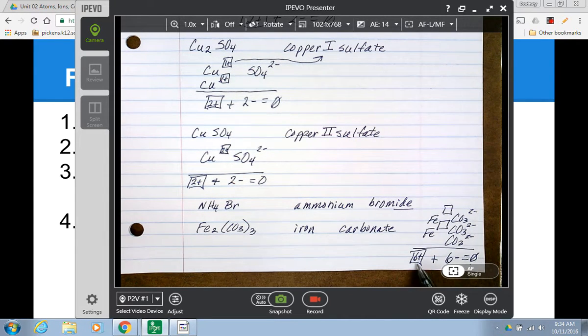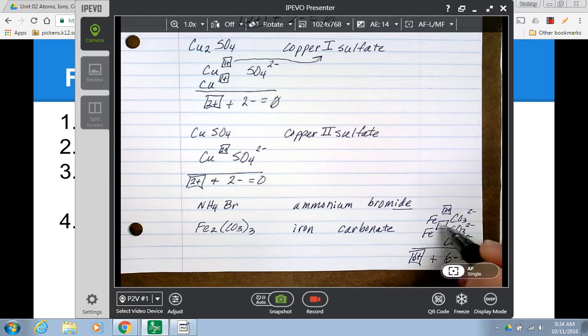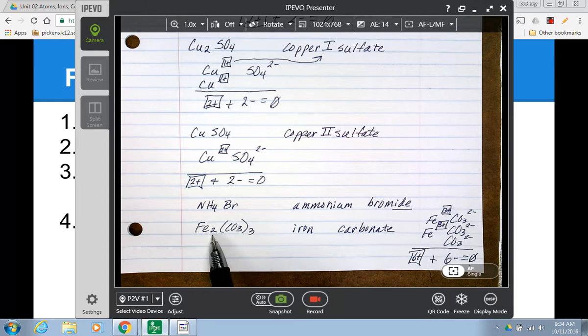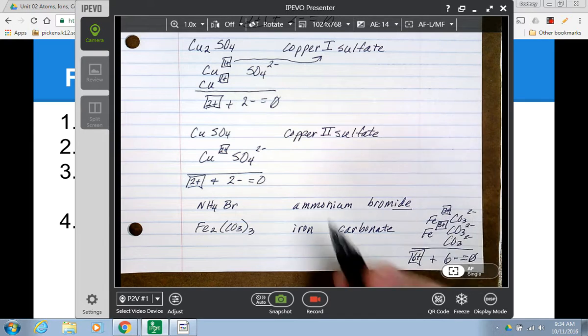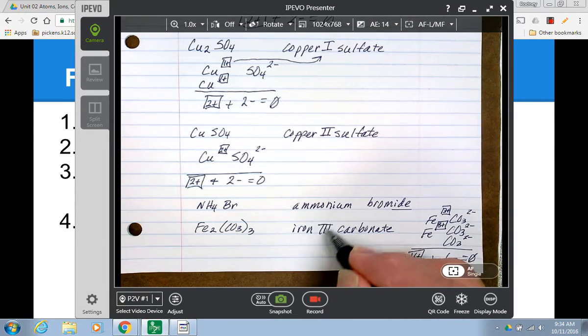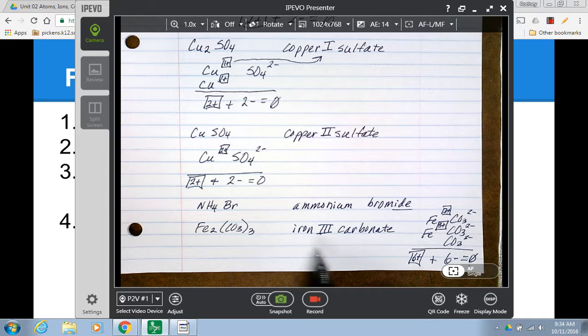Since we need a total of 6 positives, that means that each iron is going to be what charged? That's correct. That should be 3 positive charge, because 3 positive plus 3 positive is 6 positive. So that's 6 positives broken up between those 2 irons. You say, well, how do I know I had 2 irons? Well, my formula was given to me, and I show you here you have 2 irons. So since the charge of the iron is a plus 3, then the Roman numeral becomes Roman numeral 3. So it's iron 3 carbonate.